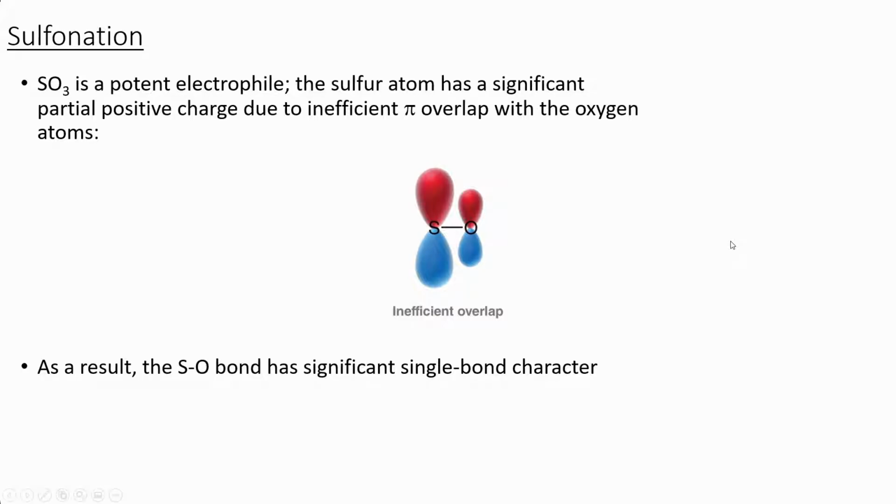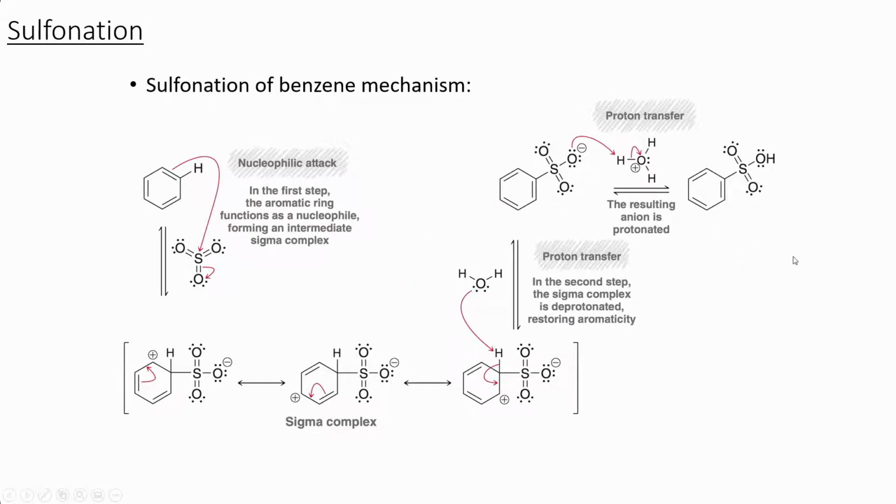So let's take a look at the mechanism. The first step is going to be our nucleophilic attack. This is the same as the general mechanism. We obtain the zwitterionic sigma complex intermediate, which can then be deprotonated and aromaticity reformed. This reaction has one additional step where the oxygen is protonated to yield the final product.